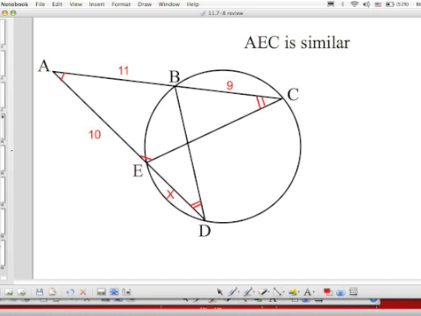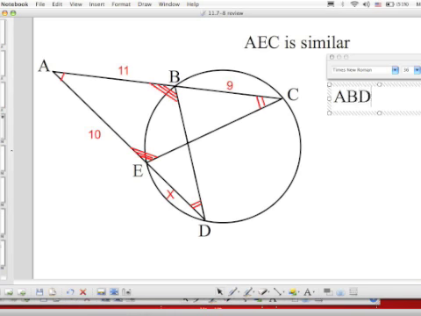Angle E is an inscribed angle intercepting arc EC and angle, well, no, never mind. I'm sorry. That's just the third angle of a triangle. They have to be equal to each other. Duh. Okay, so how would we write that? Triangle AEC is similar to triangle ABD.